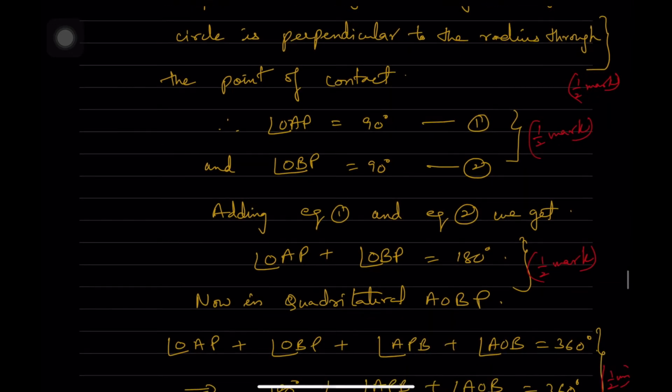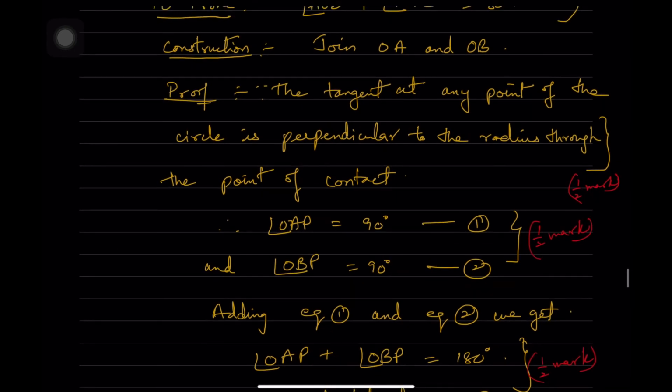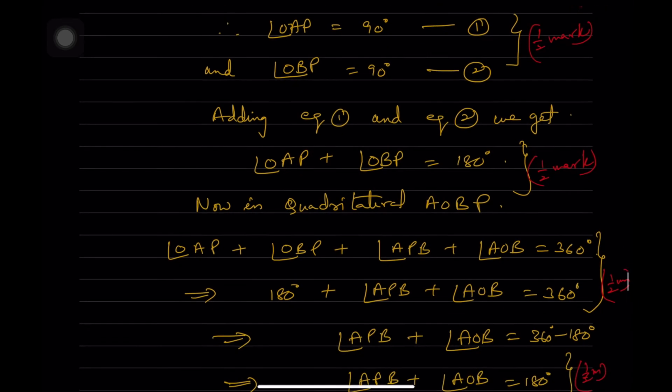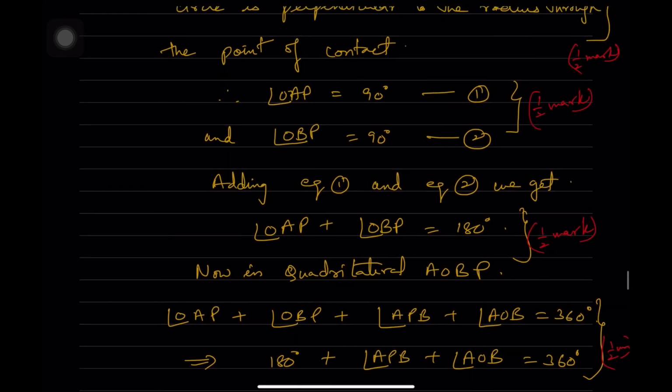So that we have written here. For that also you are having half mark. And for even the tangent at any point of the circle is perpendicular to the radius through the point of contact, for that also you are having half mark. Now adding equation 1 and equation 2, we get angle OAP plus angle OBP is equal to 180 degrees.